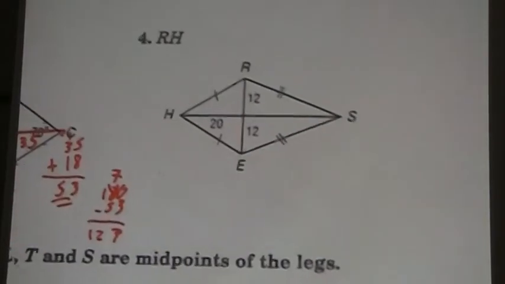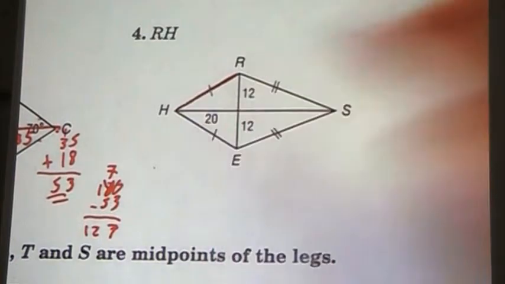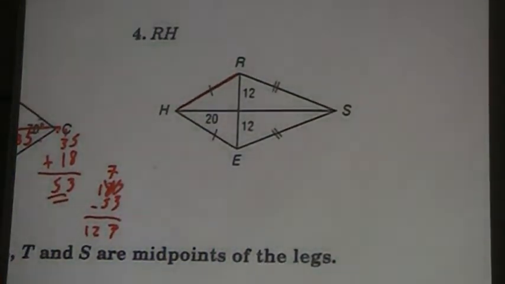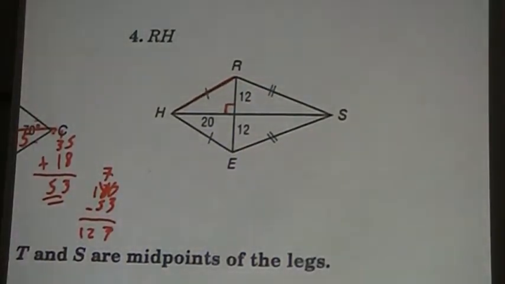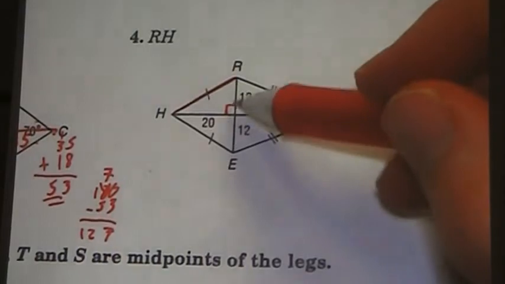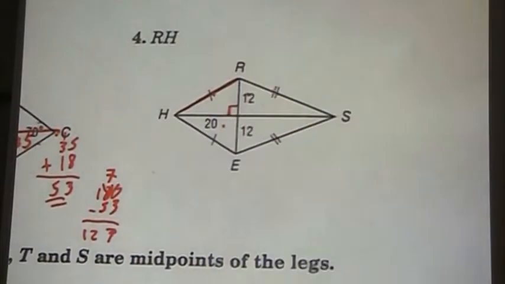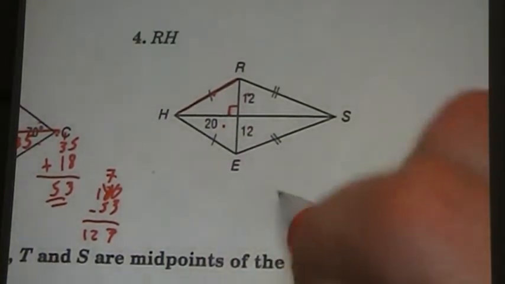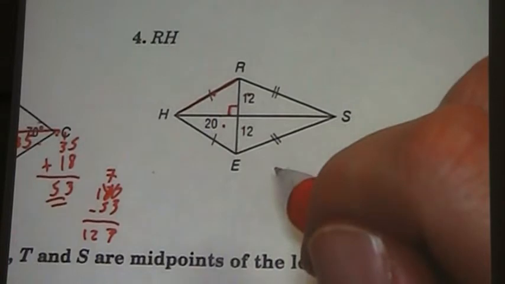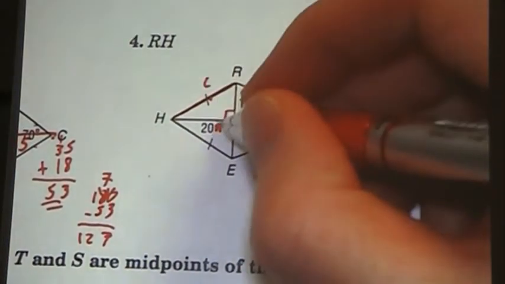Number 4, RH. RH is this guy here. This is actually kind of a sneaky problem, because you have to know this is 90 degrees. And then you have to know that you have a Pythagorean theorem situation. A squared plus b squared equals c squared. I don't think you're going to see any of those questions on your IXL stuff, so I kind of want to just skip it. But just as a reminder, A, B, C.